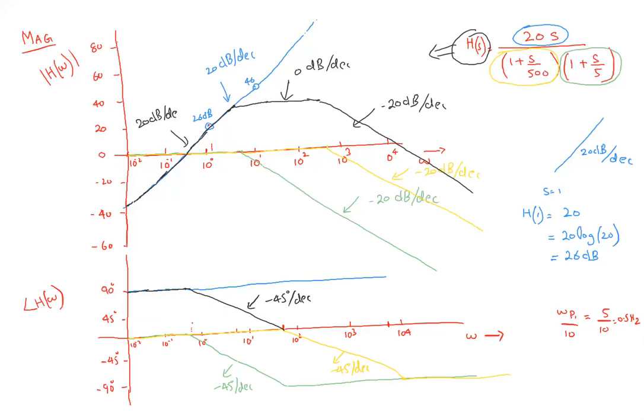After that क्या होगा? Now at 50 radians per second, we start getting the effect of second pole. So we will continue on this line. Okay, we'll continue on this line until we reach 10 times of omega p2, which is this one. So we'll continue on this line, -45 degree per decade. So this black line is the phase response of this overall function h of s, and here black is a magnitude response.